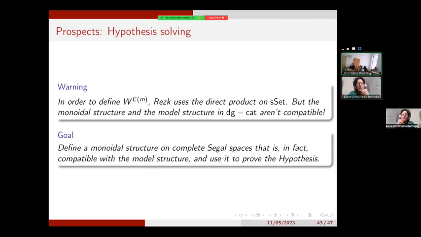So in order to finish this proof, we will need to define a monoidal structure on complete DG Segal spaces that is compatible with the model structure. So that is why this is being a little bit harder than it was in Rezk's case.